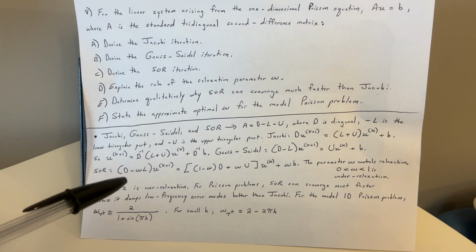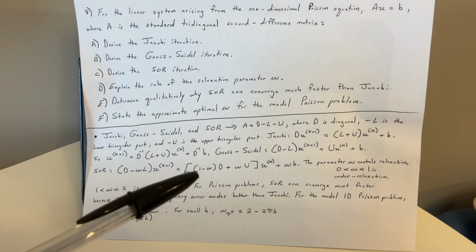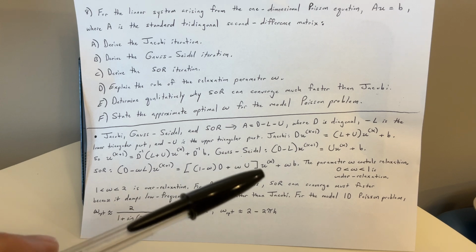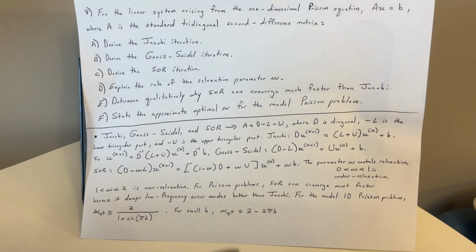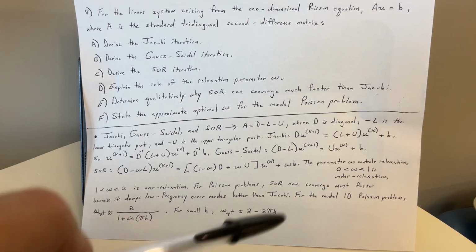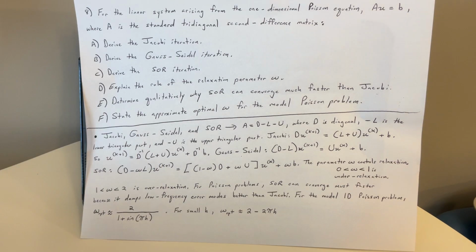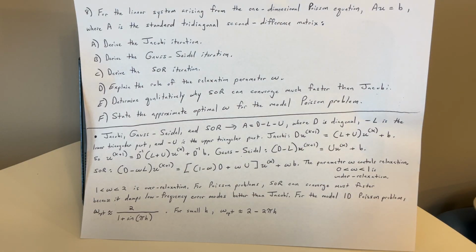And our SOR is (D minus omega L) u to the k plus 1 equals [(1 minus omega) D plus omega U] u at iteration k, plus omega b. So the parameter omega controls relaxation. For 0 less than omega less than 1, that's under relaxation. And for 1 less than omega less than 2, that's over relaxation.